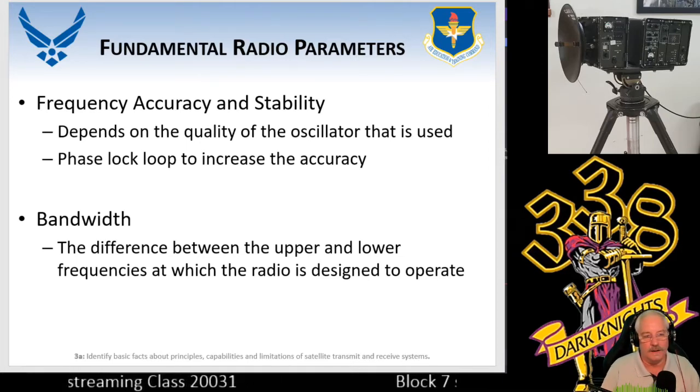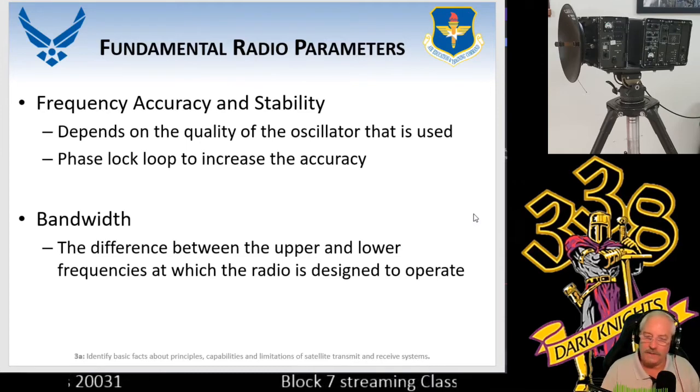Bandwidth. Well, we've already gone over a couple of this. It could be the upper and the lower end of the frequencies, or it could be the amount of bandwidth needed for a digital signal. It just depends on how you're going to use that.